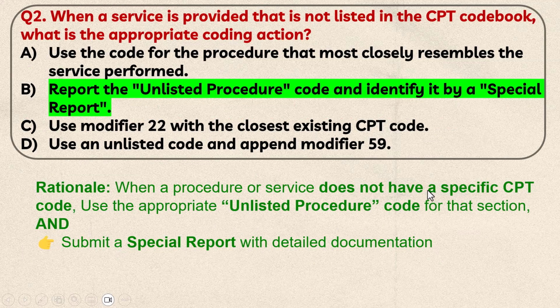Think the answer. The correct answer is B. Report the unlisted procedure code and identify it by a special report. So when a procedure or service does not have a specific CPT code, use the appropriate unlisted procedure code for that section and submit a special report with detailed documentation.